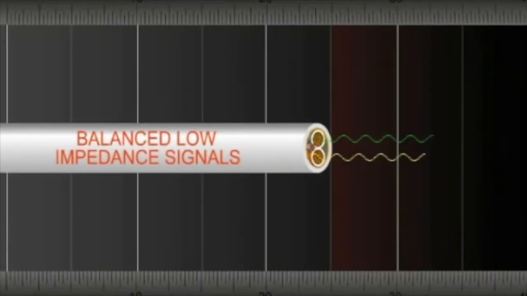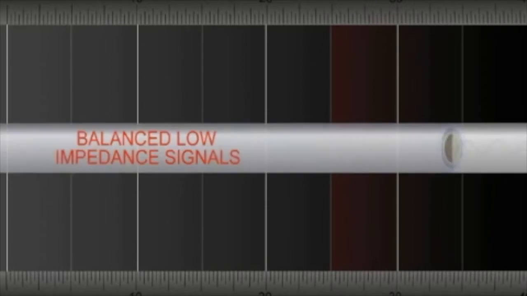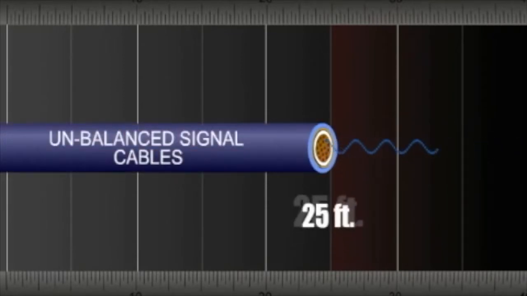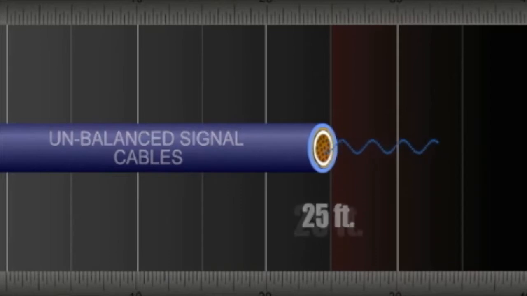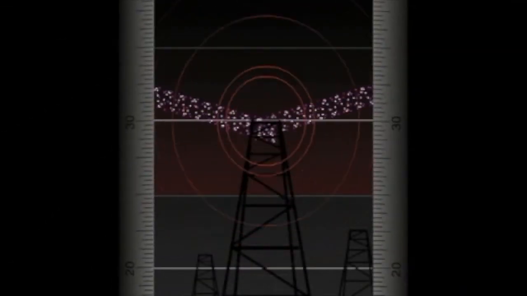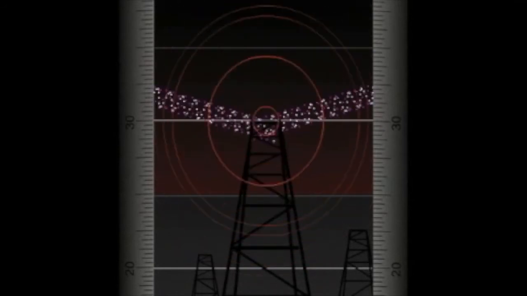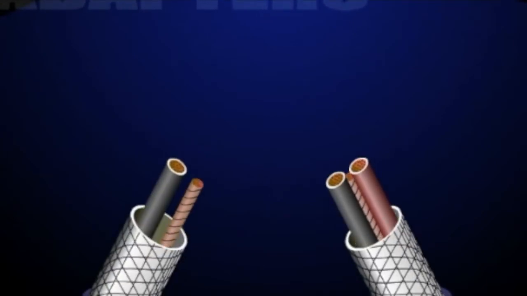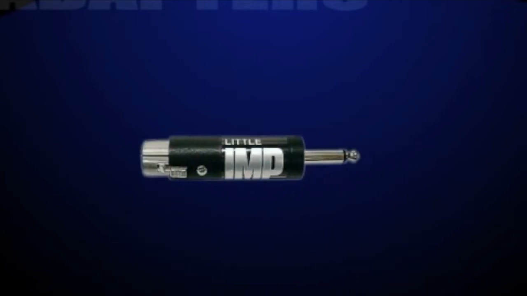Balanced low-impedance signals can be run over long distances, but unbalanced signal cables should not be extended beyond 25 feet. Unbalanced cables are susceptible to interference and act much like an antenna when run over long distances. Adapters are available to convert 2-wire unbalanced lines to 3-wire balanced lines. These adapters incorporate a transformer to match the impedance and balance the signal.